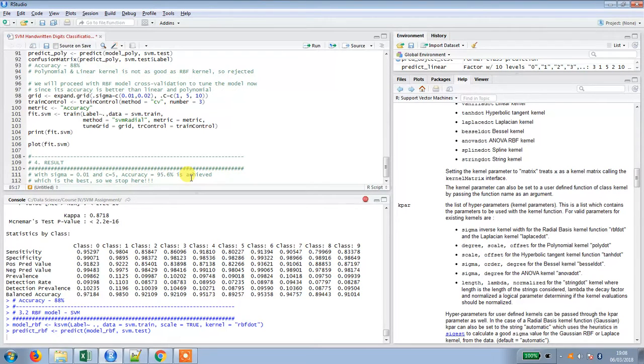Which basically means that there's not too much non-linearity. The sigma 0.01 means that there's not too much non-linearity in the radial basis kernel, and with C equal to 5 we have a pretty good accuracy. So therefore we stop here and we complete the analysis.